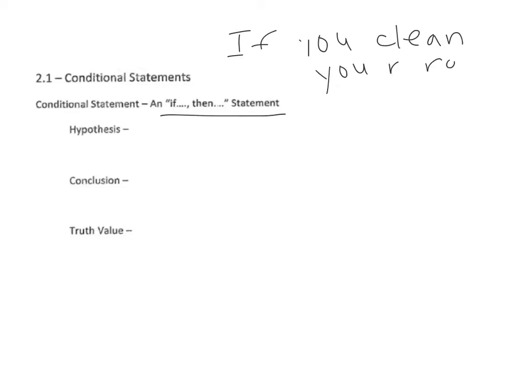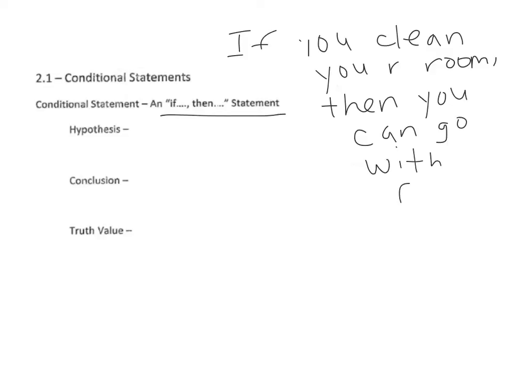A conditional statement is an if-then statement. So, for example, if your parents say you can go out with your friends if you clean your room, you can write it as: if you clean your room, comma, then you can go with friends. This is a conditional statement. You can only go with your friends based on the condition that you clean your room.